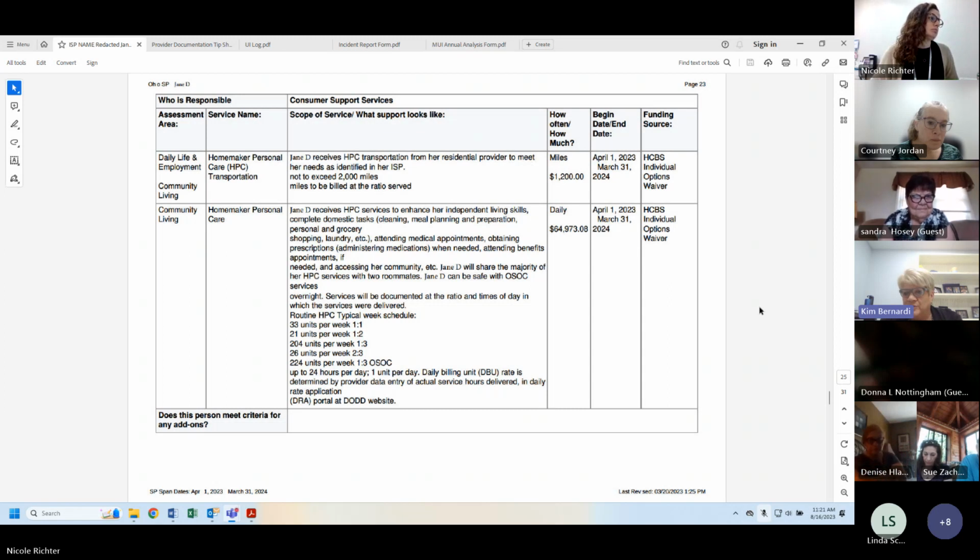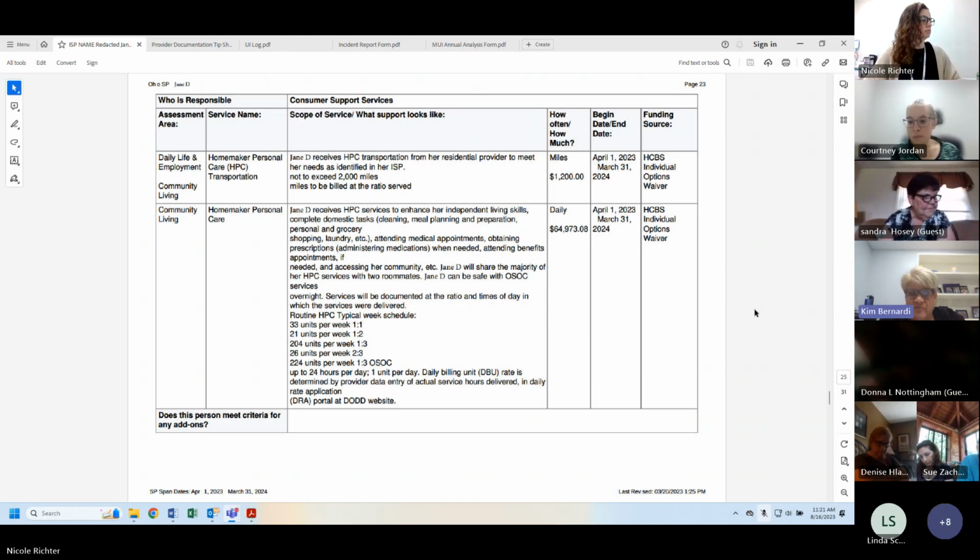Make sure you do a frequency and duration. How often are you going grocery shopping? One time a week as needed. So those will need to be on your documentation sheets. Assist this person with laundry, attending medical appointments. That would all need to be put on your documentation sheets if those are what you're doing with the individual.